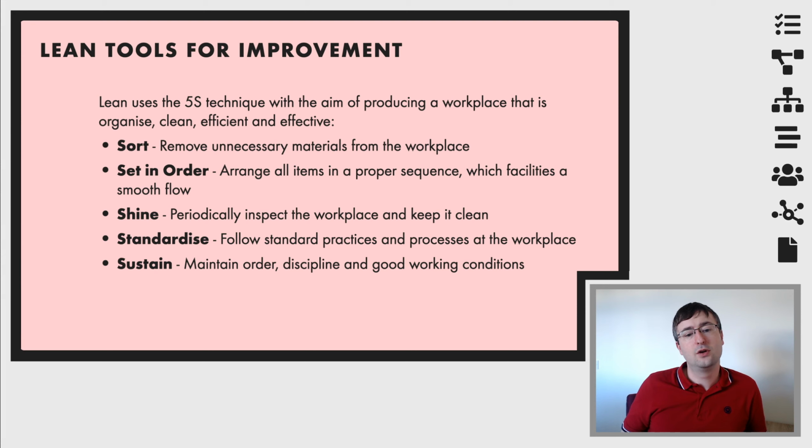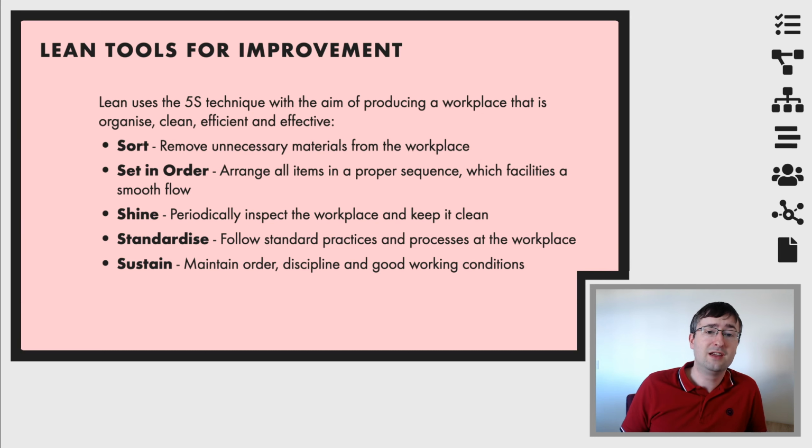Lean uses something that's called the 5S technique. And this is really used to produce a workplace that doesn't have any waste, it's organized, it's clean, efficient, and effective. First thing that we do is we try and sort things. If something is not needed in the workplace, we remove it. You don't want to have 1 million libraries installed in your web project if you're only going to be using 2 or 3 of them.